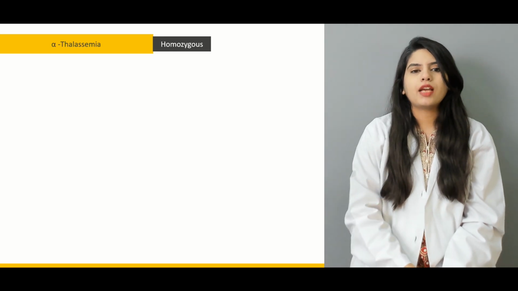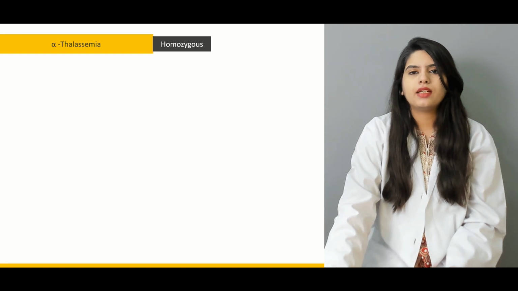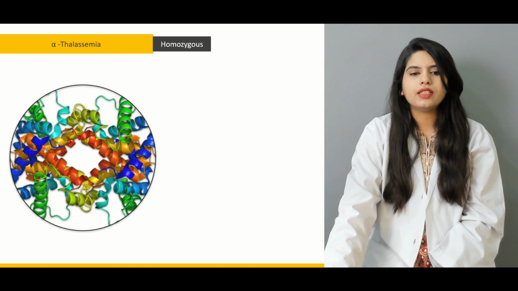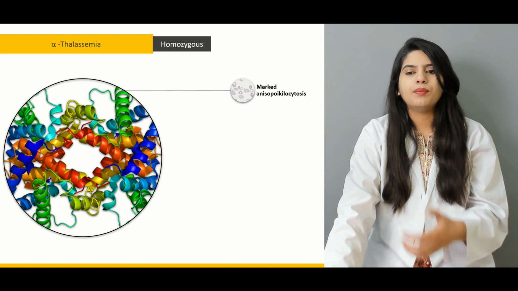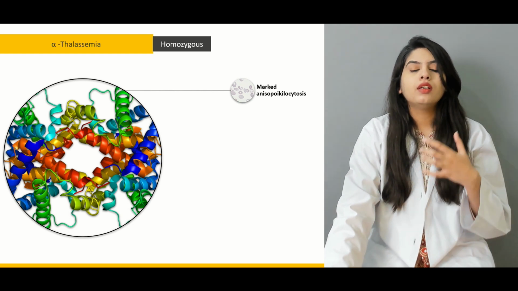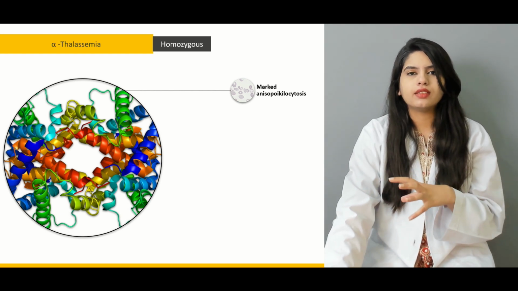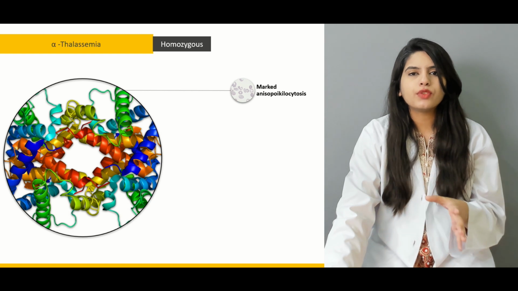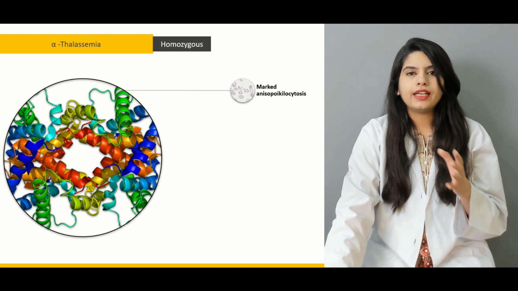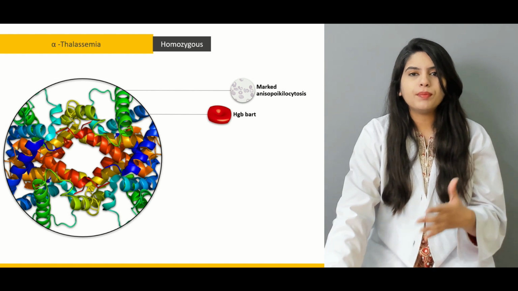Now, homozygous type of alpha thalassemia. In homozygous alpha thalassemia, there is marked anisopoikilocytosis. That is, the shape of the red blood cells will be highly distorted, and it will be much different from the normal red blood cell shape. And also there will be the presence of HB Bart.